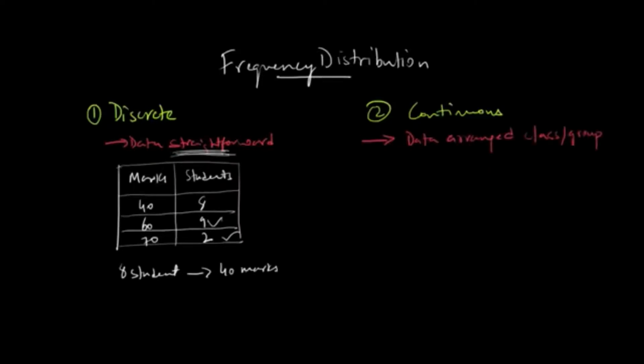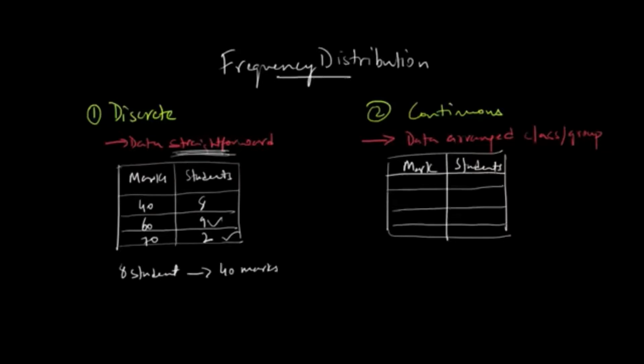Now what do I mean by that? Let me just show it to you with an example. Suppose you have a data set, again you have marks in one column and the number of students in another column. Now here when we say class or group, we mean something like this: 10 to 20, 20 to 30, then we have 30 to 40 and then we have 40 to 50. And here for students, we can put 2, 3, 4, 5, something like this.